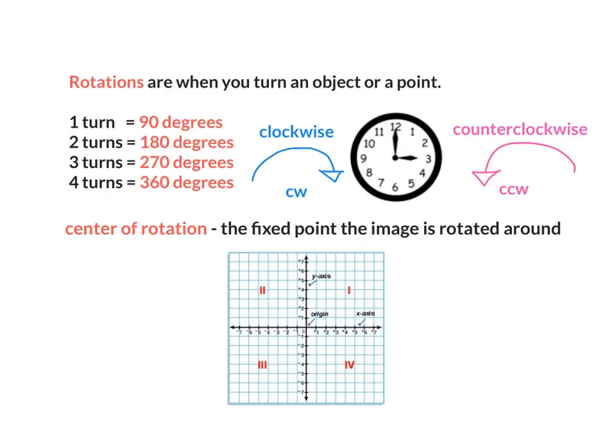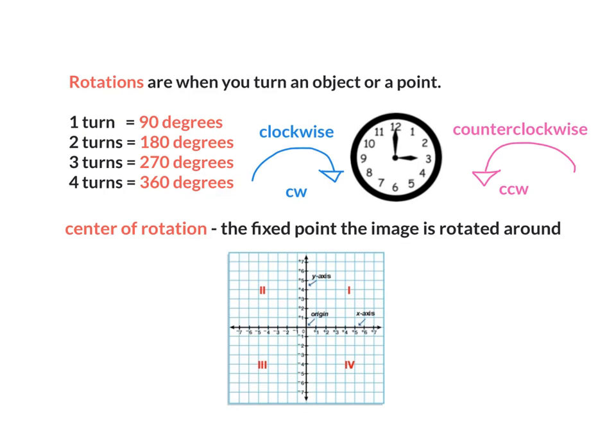Rotations are when you turn an object or a point. One turn equals 90 degrees. Two turns equals 180 degrees. Three turns equals 270 degrees. 4 turns equals 360 degrees.